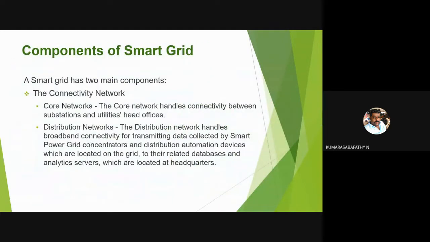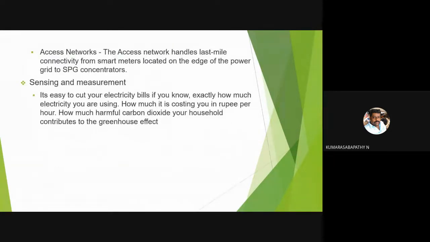So these are the components of a smart grid. The first one is the connectivity network, the core network. The core network handles connectivity between the substation and the utilities head office. The distribution network handles broadband connectivity for the transmission of data collected by smart power grid concentrators and distribution automation devices located on the grid, as well as the access network. The access network handles last mile connectivity from smart meters located on the edge of the power grid. And other things will be on sensing and measurement.